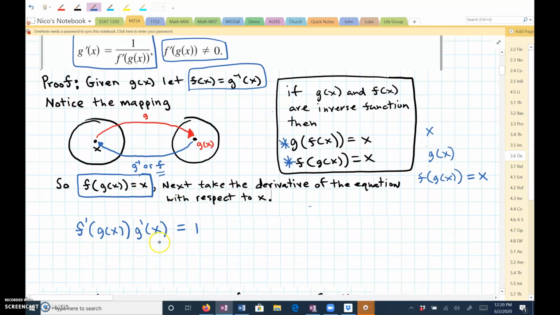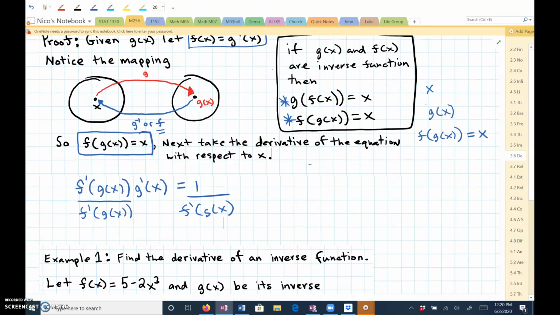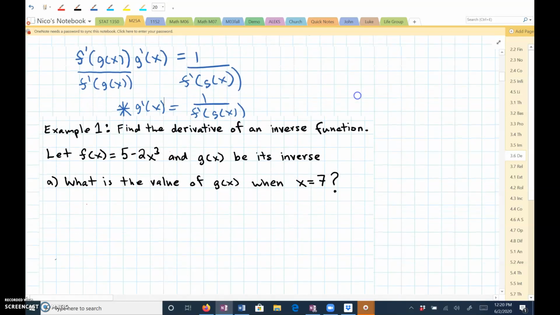Now if I solve for g prime of x by dividing both sides by f prime of g of x, I've proved the rule. So hopefully you can see here that g prime of x will be equal to 1 over f prime of g of x. This is the rule to find the derivative of the inverse of a function. Let's take a look at an example.